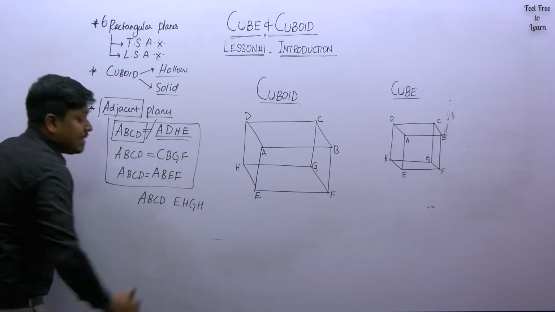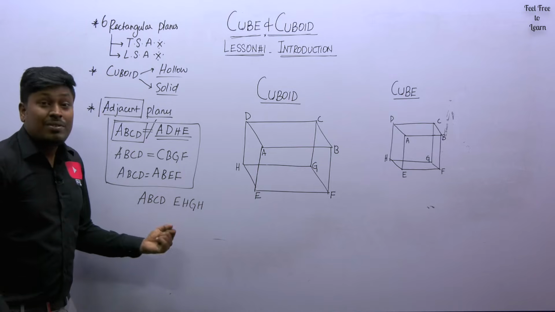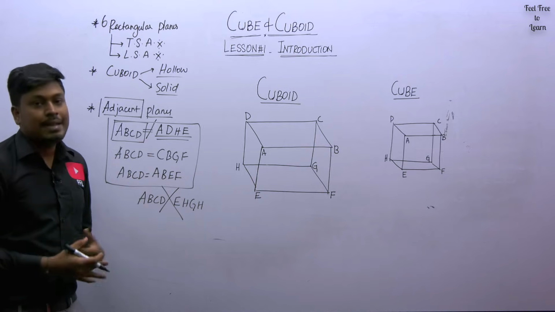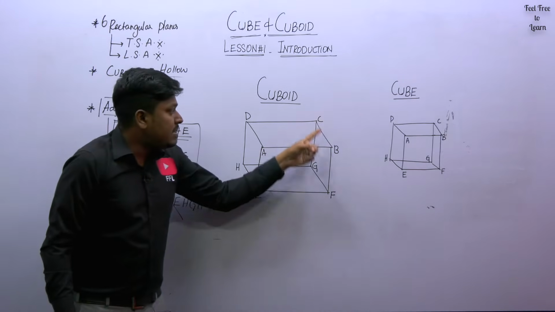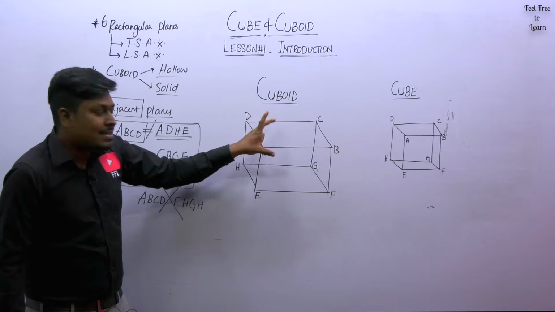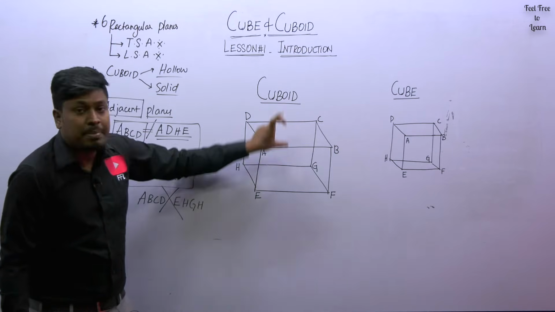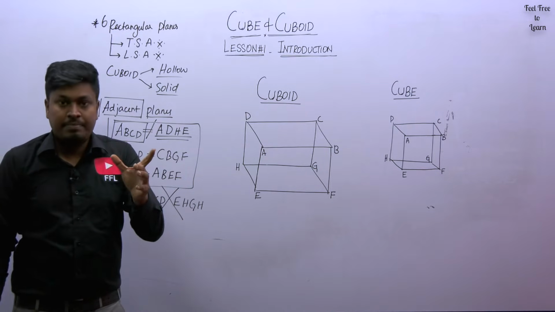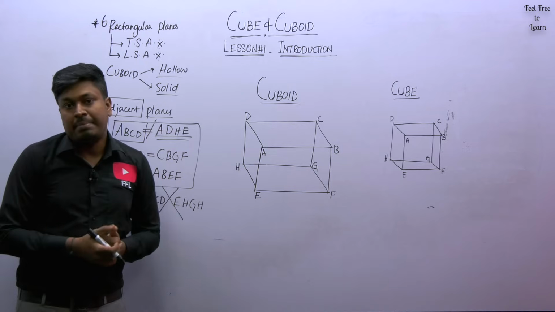But you should not say, for ABCD, EHGF. You should not say these two planes are adjacent, because they are not adjacent. These two planes are opposite in direction. You can see ABCD here, right? EFGH is here. It is not adjacent. It is opposite, right? Opposite planes. For adjacent planes, both planes should be immediate neighbors. It's called adjacent planes.